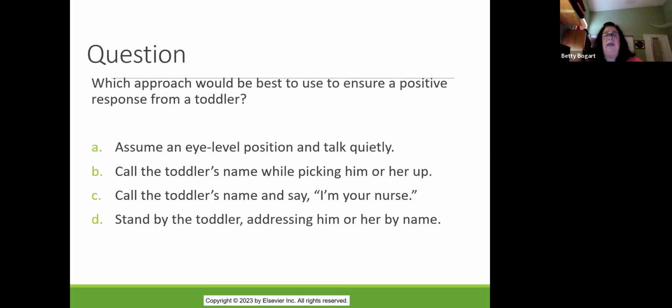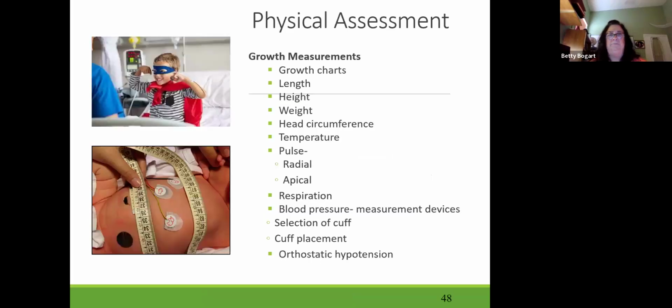So, which approach would be best to use to ensure a positive response from a toddler? That's that 1 to 3-year-old child. How do you go and approach them? Anybody? Well, toddlers are ages 1 to 3. If you stand above them and start talking, they're going to be afraid. So, number one, get down on their level and talk quietly. As in, don't be screaming and yelling. Just talk normally. Okay? That is the best way to start. And then address them by their name. All the others could be, but number one, get on their eye level, get down to their level.